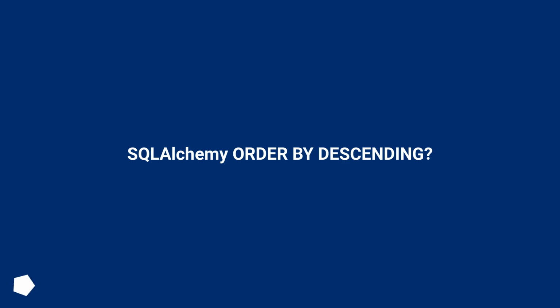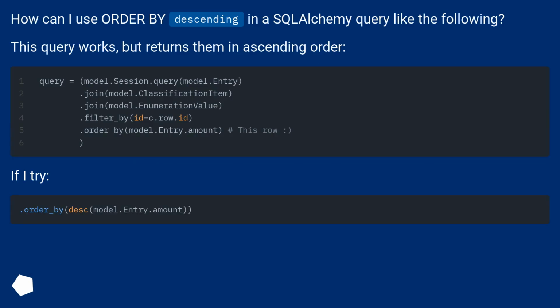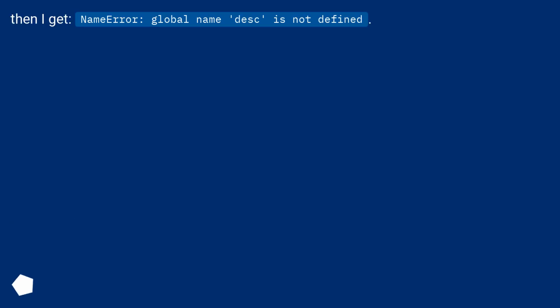SQLAlchemy order by descending? How can I use order by descending in a SQLAlchemy query like the following? This query works, but returns them in ascending order. If I try this, then I get, NameError: global name 'desc' is not defined.